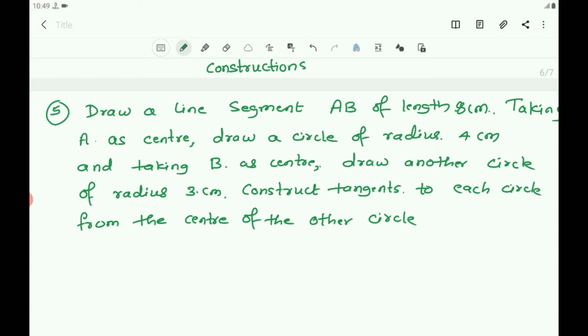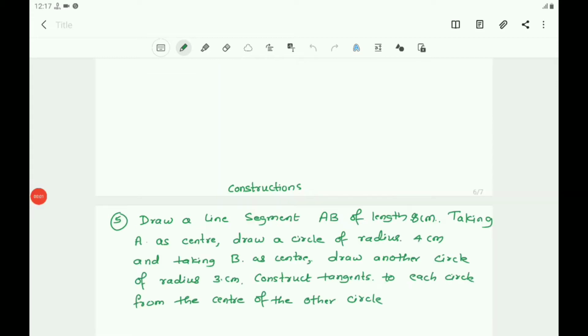Here we will have two centers by drawing the line AB of length 8 cm. With A as a center, we have to draw the circle of radius 4 cm. With B as a center, we have to draw the circle of radius 3 cm. We have to draw the tangents from the point A to the circle with center B, and also the tangents from the point B to the circle with center A. Now let us observe the construction media.